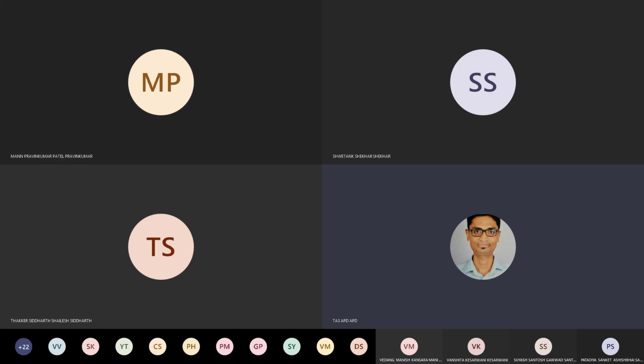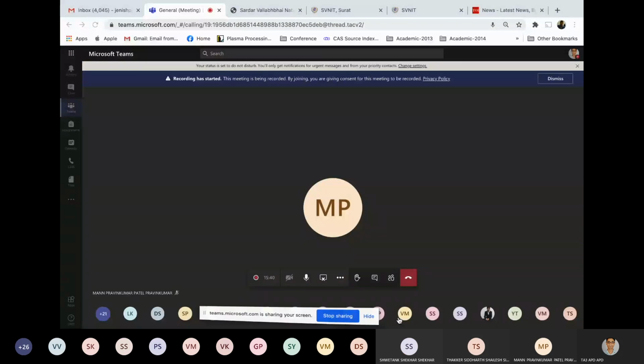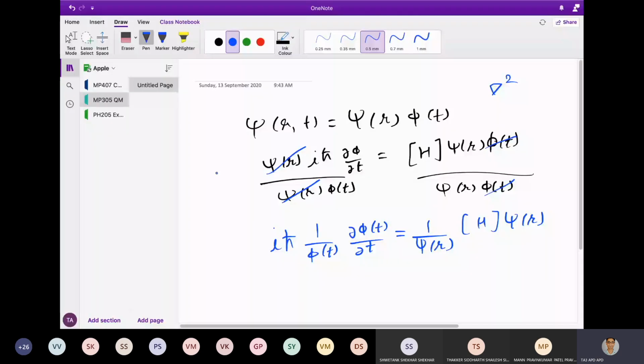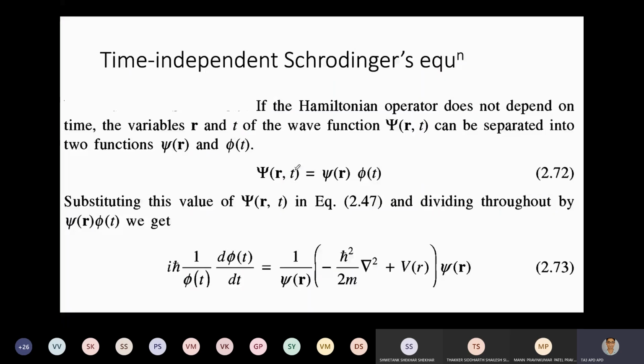Okay, so I think I will have to start again. So you just tell me from where it was lost. I'll just share the screen. I was talking about the time independent Schrodinger equation. So where was it cut off? If somebody can guide me, I can move from there. Sir, you were writing in OneNote, you had written maybe one or two lines, after that it got stuck. Okay, thank you.